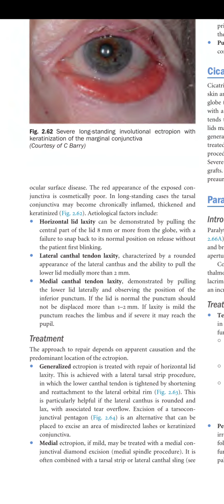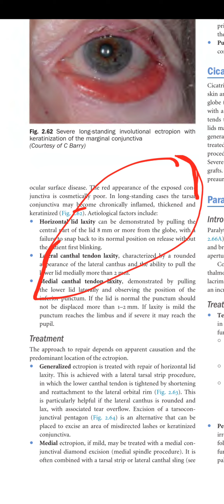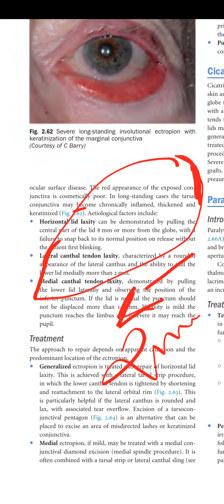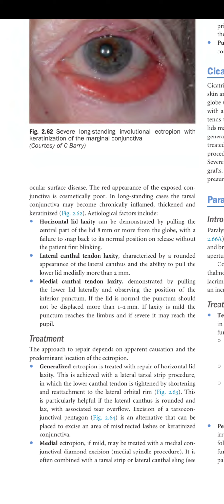Lateral canthal tendon laxity is characterized by the rounded appearance of the lateral canthus and the ability to pull the lower lid medially more than 2 mm. So for example, this is an eyelid and this is the lateral canthus. The lateral canthus will be round, and when you push the lid to the medial side, it will go more than 2 mm from its normal position. So it means that lateral canthal tendon laxity is present.